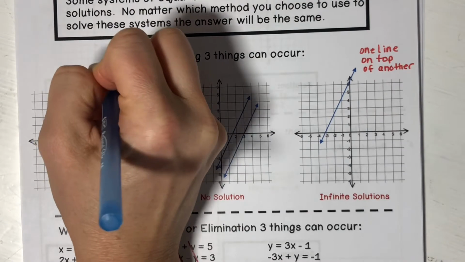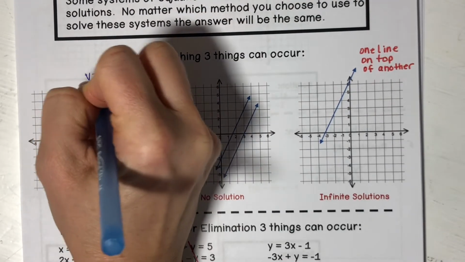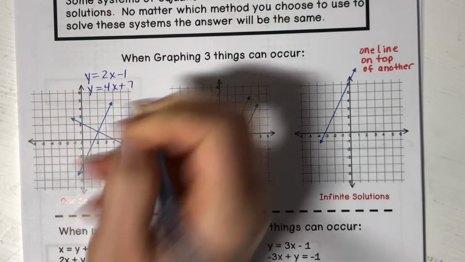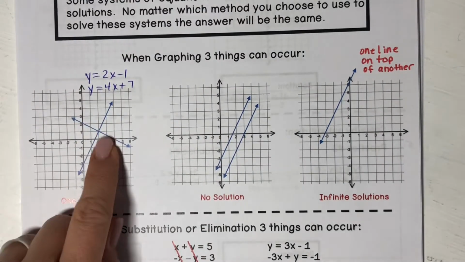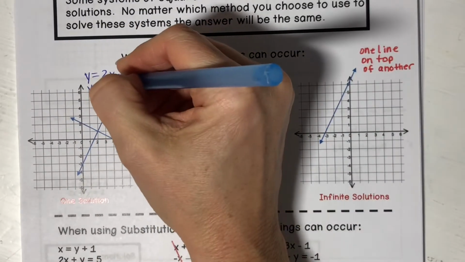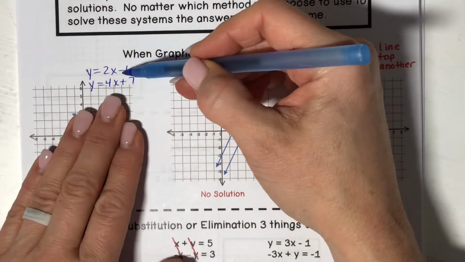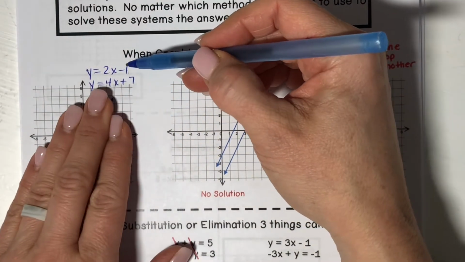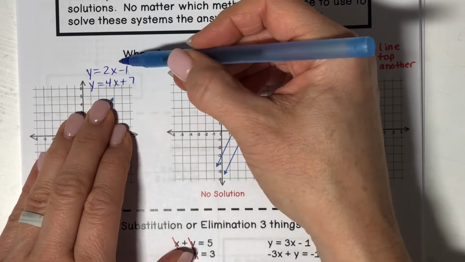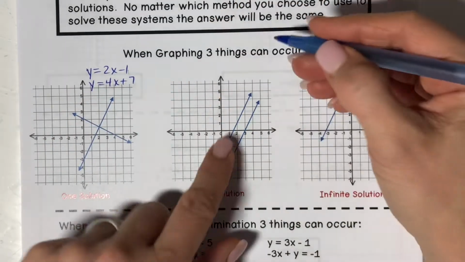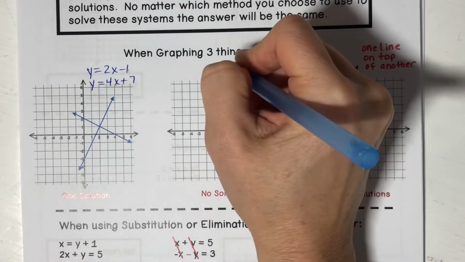Y equals 2x minus 1, y equals 4x plus 7. Okay, those are not the equations of these lines. I'm just saying they don't have the same slope, so you know they're not parallel, and they're starting in different points. Yep, they'll touch. You don't even need to see these 2 graphed to know that these are going to have one solution, right? Okay, now this line would look something like this.